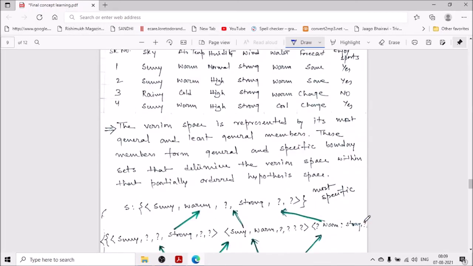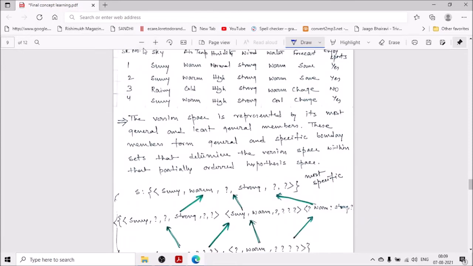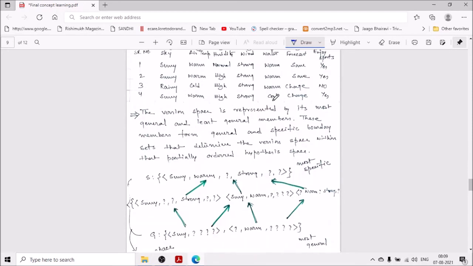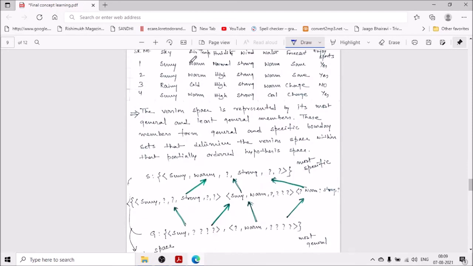Okay, so we can see one simple example. Once again we use the Tom Mitchell data. Here 4 data are there, and the attributes are sky, air temperature, humidity, wind, water, forecast. So 6 attributes are there, and 1 class label.